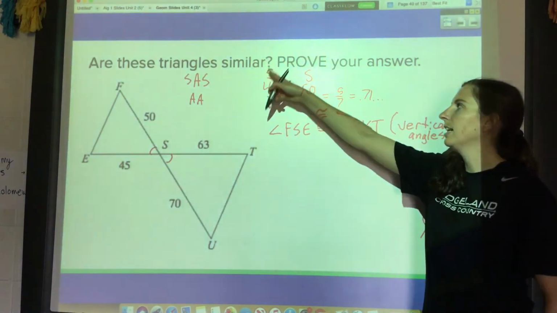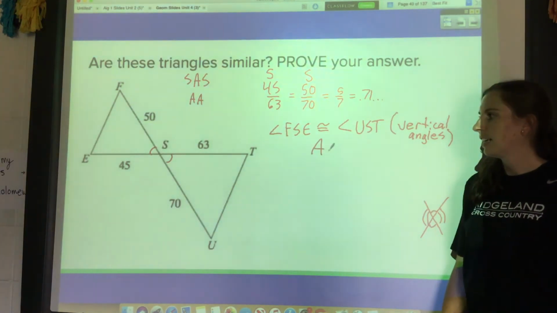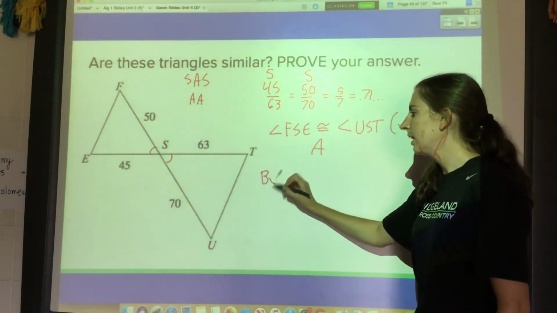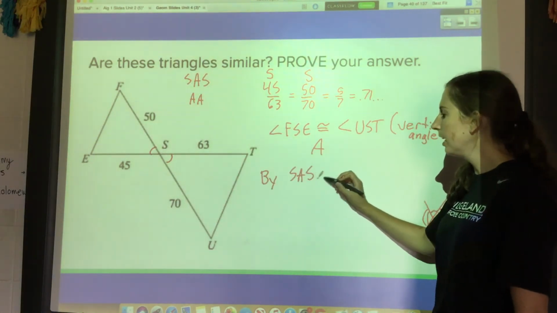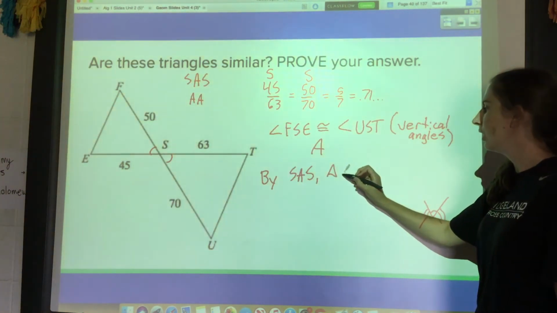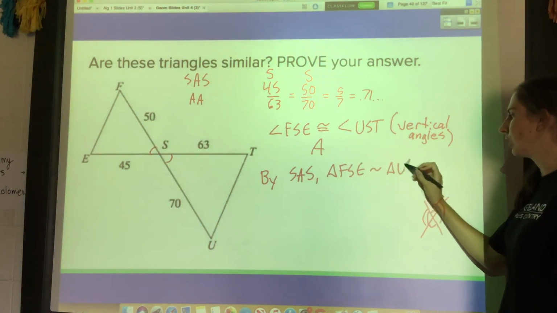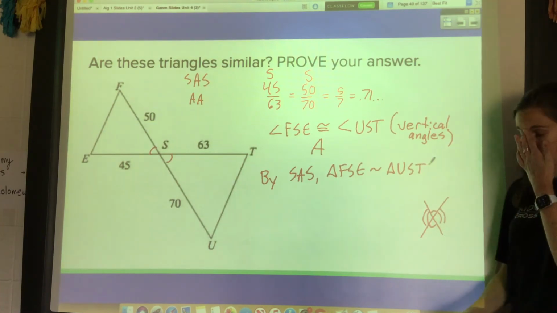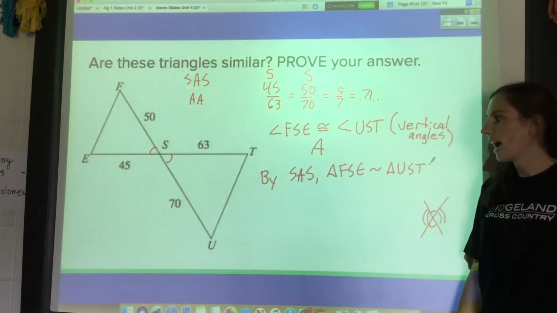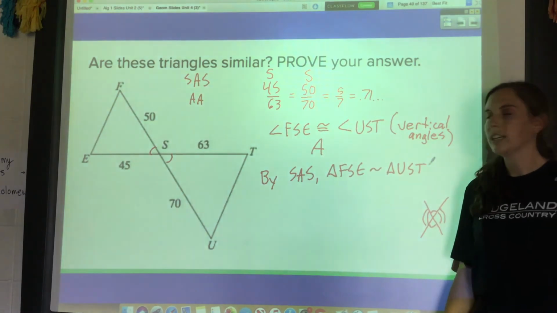So now I have side, side, and a pair of angles. And so that is side angle side. So I could say by the side angle side property, I know that these triangles are similar. So triangle FSE is similar to triangle UST. So my proof, if I'm going to use the SAS theorem here, has to include the two sides and the pair of angles, which it does. So that's my proof.